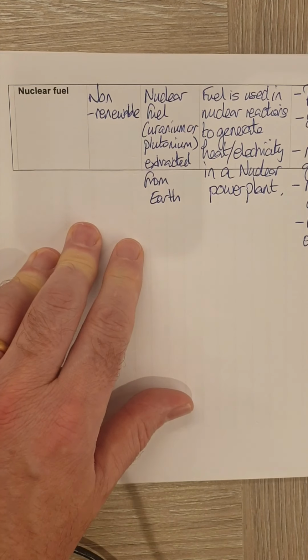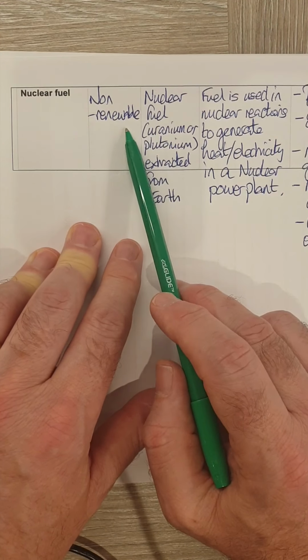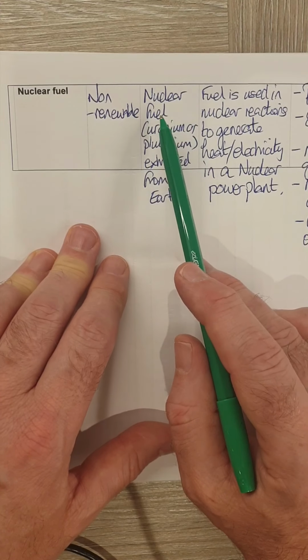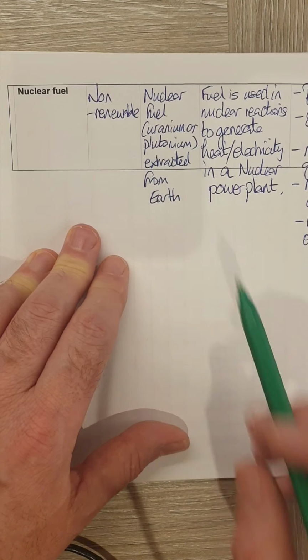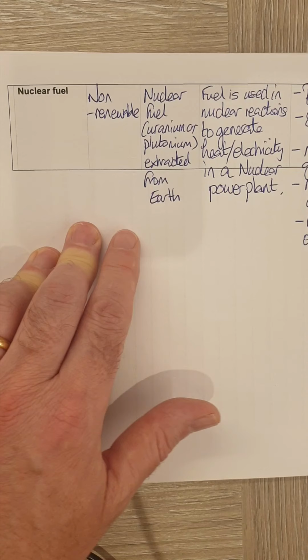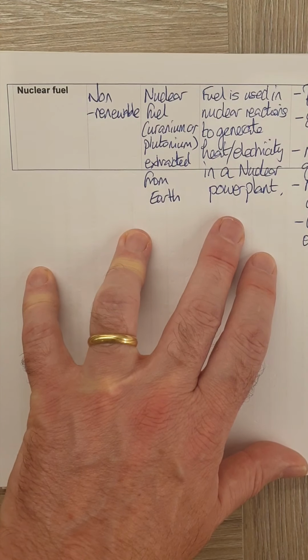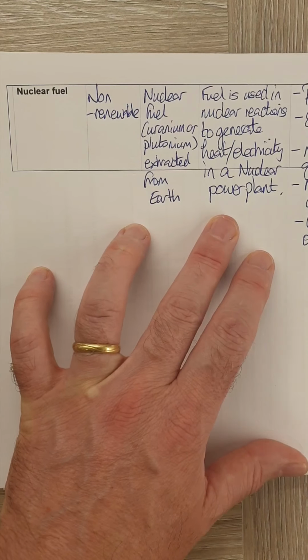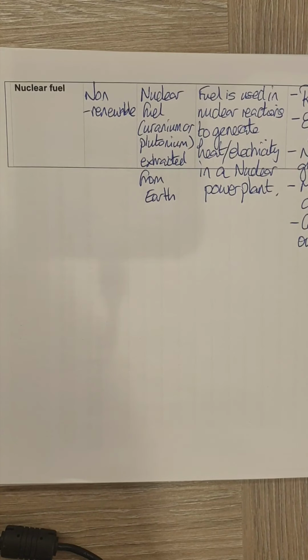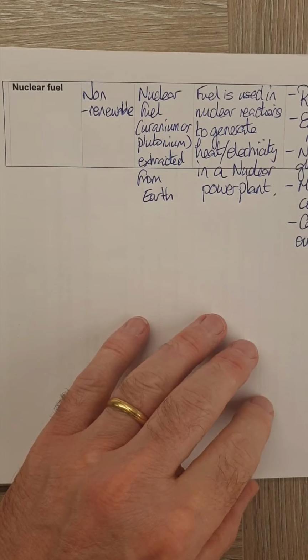And then we have the last fuel. This is the nuclear energy resource. It's non-renewable. It comes from using nuclear fuel. This is either uranium or plutonium that's dug out of the earth, like oil, coal and gas. This fuel is then used for nuclear reactions happening inside a nuclear power plant that's used to generate either heat or electricity.